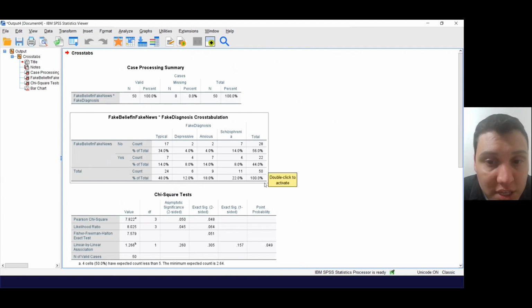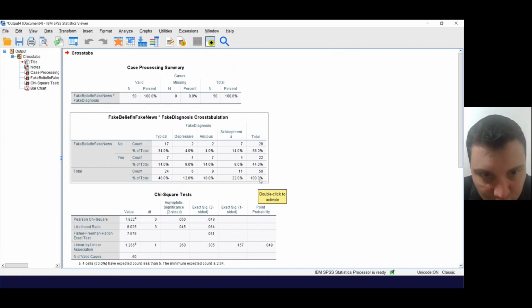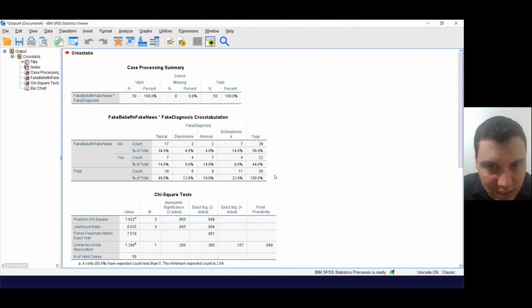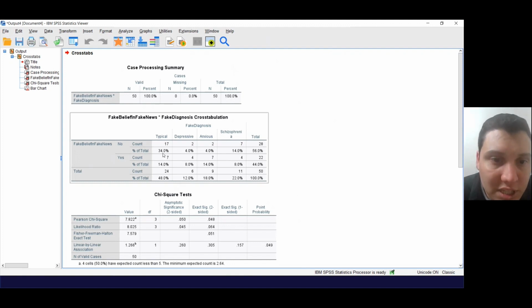Right, so we have the totals from the 50 people being 100%. So when we look at 34% here, we're looking at 34% of these 50 people who are both typical and do not believe in fake news. When we look at 14% here, we notice that 14% of the whole sample of 50 people are both anxious and do believe in fake news. All right. So by choosing the total sample as the source of the totals to get the percentages from, each cell represents the intersection of both variables.